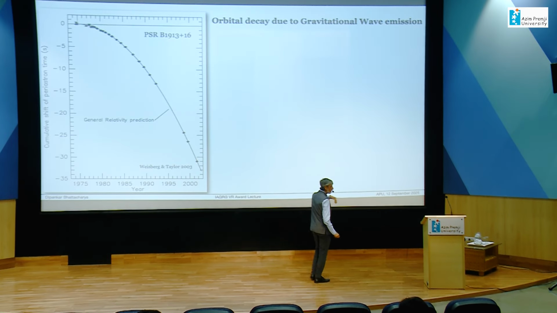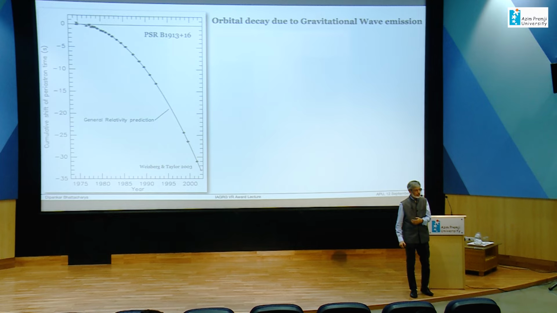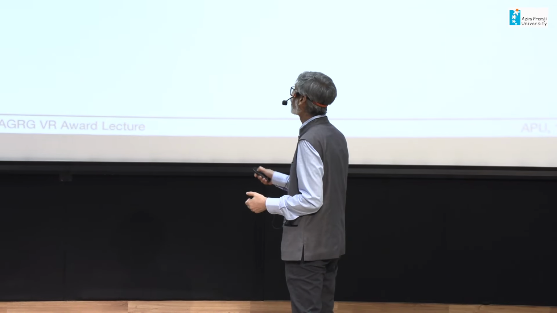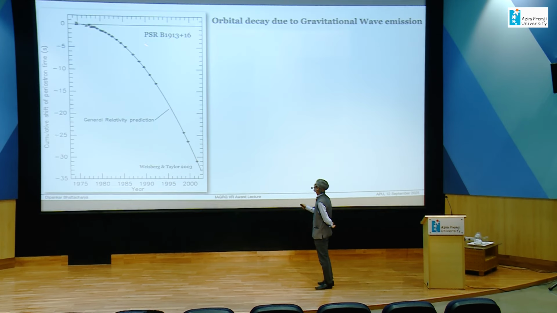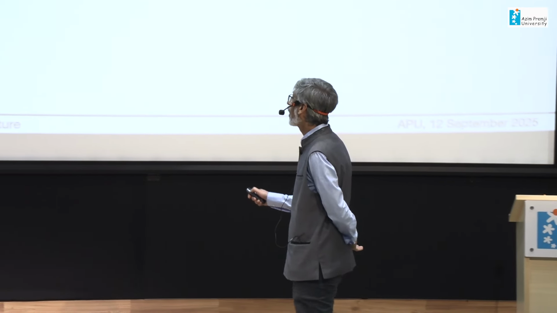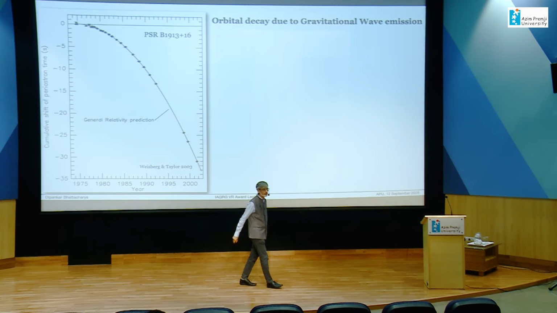One of these measured parameters I said was the decay of orbital period, and here is a decay of orbital period graph. This is for the Hulse-Taylor binary pulsar. If there was no decay of the orbital period, the value would have been here, but these dots are the measured ones, and the solid line is the prediction from general theory of relativity. So you can see how well this matches, but this tells you the orbit is shrinking with time.